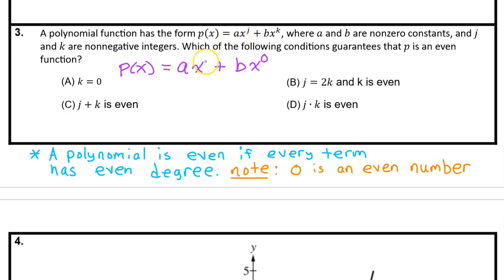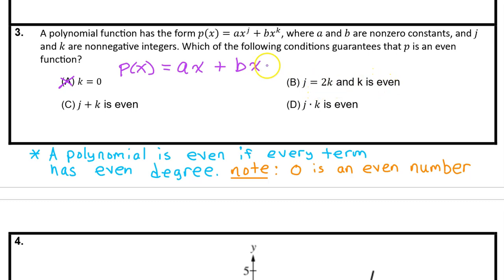J could be whatever it wants. J might be 3. So the fact that this is 0 does not guarantee this will be an even function, because j could be odd. So the answer is not A. What about option B? What if k is even, and then j is double that?